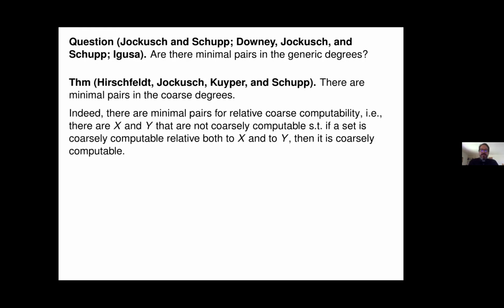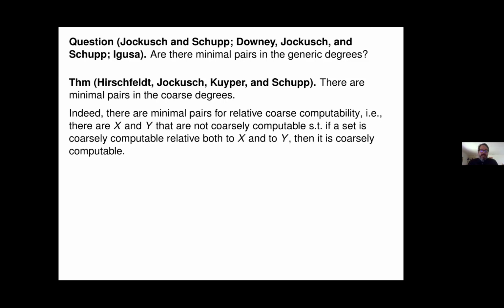So let me just remind you what minimal pair for relative coarse computability means. It means that there are sets X and Y that are not coarsely computable, such that if a set is coarsely computable relative to both X and Y, then it is coarsely computable. That's stronger. It means, of course, that they're a minimal pair in the coarse degrees, but it's even stronger, because you only need to be coarsely computable from X and Y, not from every coarse description of X and Y.